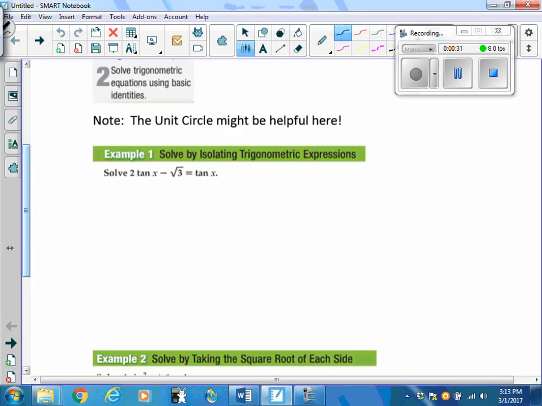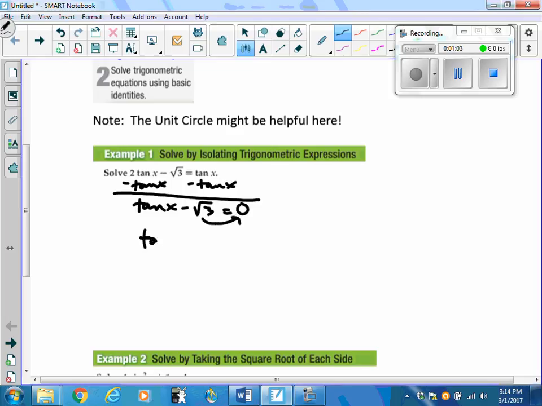So for my first problem, I want to treat tangent like it's any other variable. Let's say it were y. So I'd get my variable terms on one side and my constant terms, those without variables, on the other side. So I'm going to subtract tan x. And that's going to give me 2x minus 1 tan x is just 1 tan x. And then I want to add square root of 3. And I get tan of x equals the square root of 3.